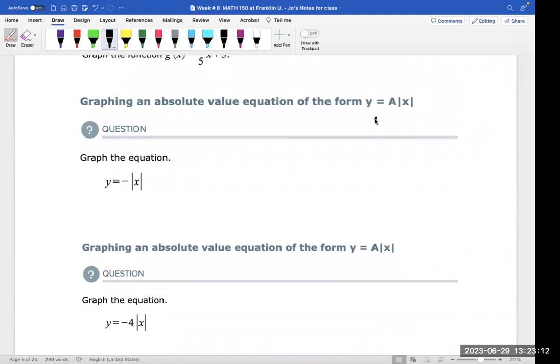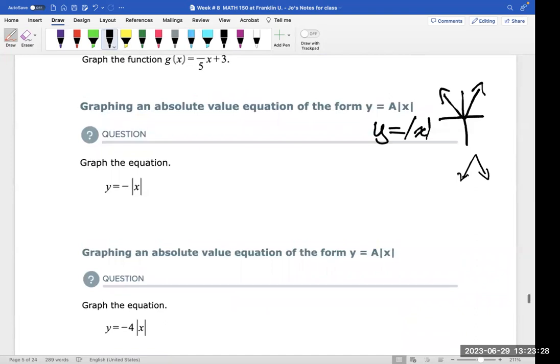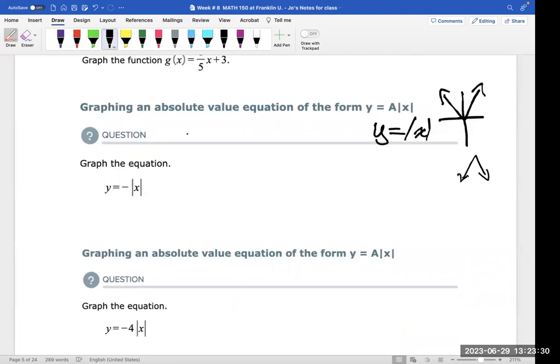The parent function for an absolute value is going to be a V. And whether it horizontally or vertically shifts, whether it flips, instead of being open up, it becomes open down. Those are great patterns you can learn to recognize. You'll get into that in college algebra. At this point, graphing the equation, I would pick an x value and plug in to solve for the y value.